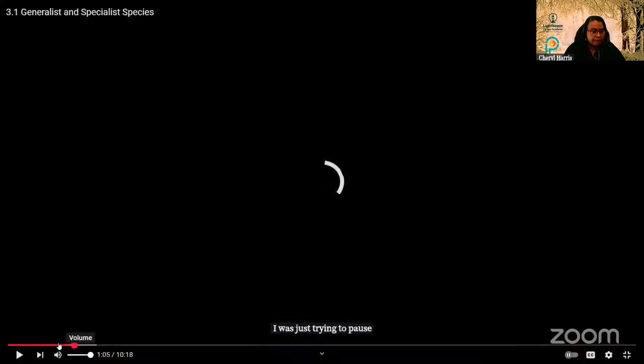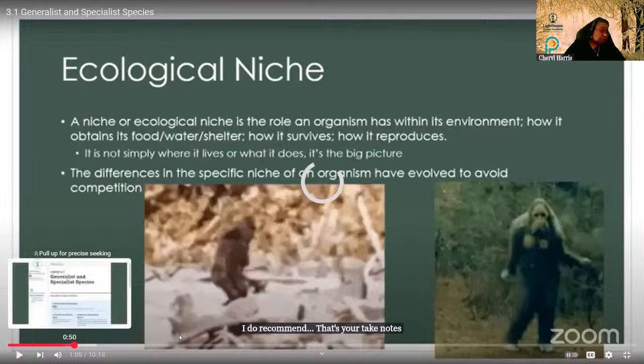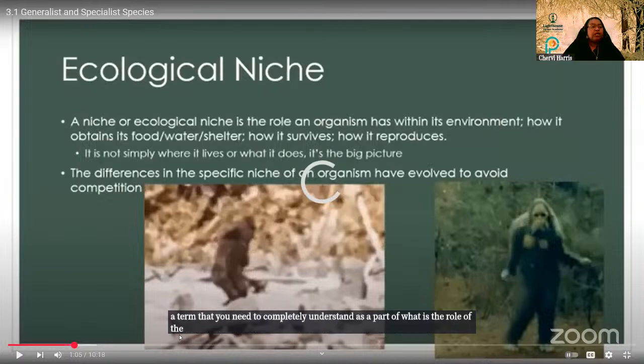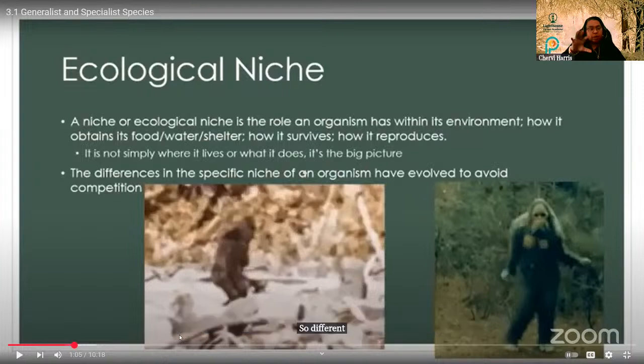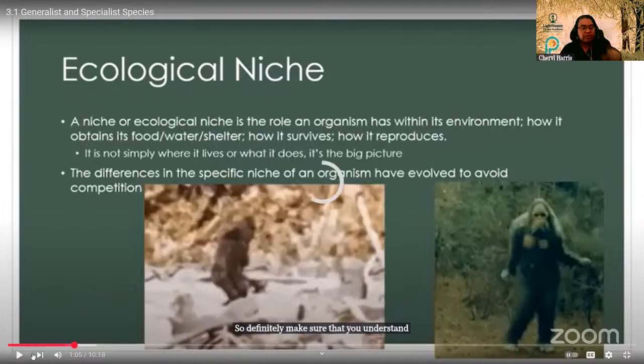Okay, all right. I do recommend that you take notes. An ecological niche is definitely a vocabulary word, and it is a term that you need to completely understand as a part of the role of the organisms in that population. It is their niche. Different things are going on in the population, but what the organisms are doing in that population is their individual niche. So definitely make sure that you understand this as a vocabulary word.